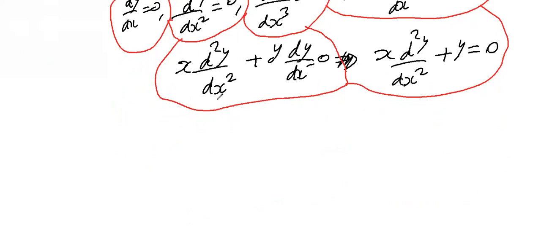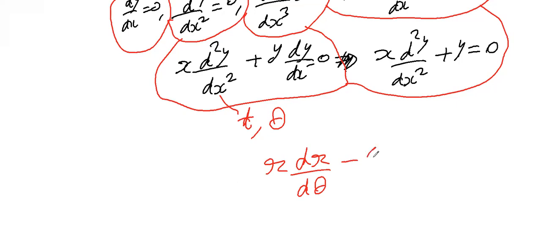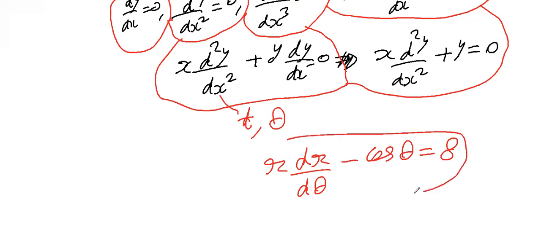Now, instead of x you can have t, or you can have theta also, it's perfectly okay. In polar coordinates, you can write this as r dr upon d theta minus cos of theta is equal to 8. Why am I calling this the polar system? Because here r is there and angle theta is there. So this is again a form of differential equation.